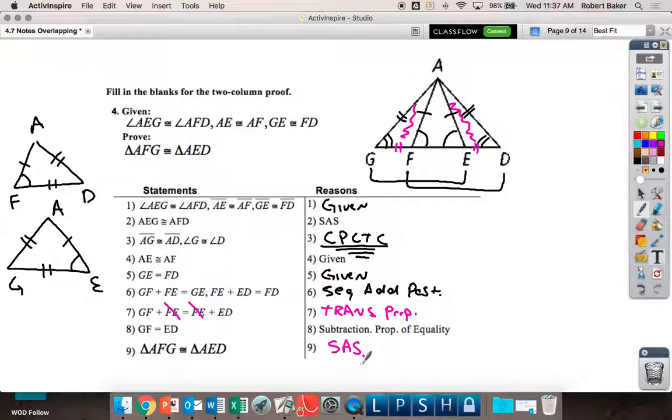Are there overlapping triangles in your text? Yeah. You will not have to do multiple shortcuts in CPCTC on your proofs. But you do have book work today.